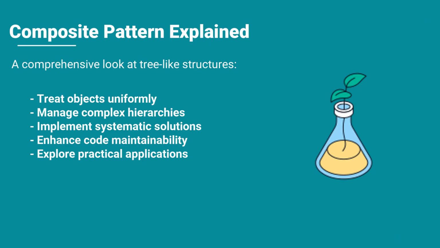The composite pattern is a powerful structural design pattern that allows you to treat individual objects and compositions of objects uniformly. It is particularly useful when you need to work with tree-like structures, where both individual items and groups of items need to be handled in the same way. This means you can use this pattern to create complex hierarchies that can be managed in a systematic way.